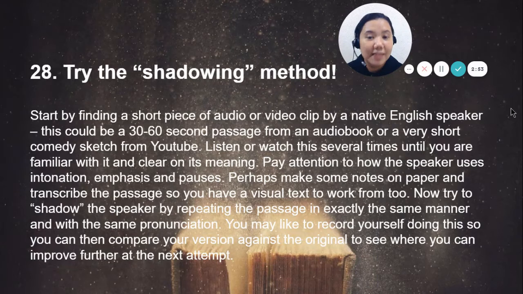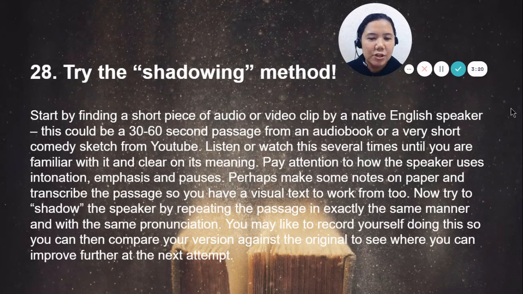28. Try the shadowing method. Start by finding a short piece of audio or video clip by a native English speaker. This could be a 30 to 60-second passage from an audiobook or a very short comedy sketch from YouTube. Listen or watch this several times until you are familiar with it and you have a clear understanding of its meaning.